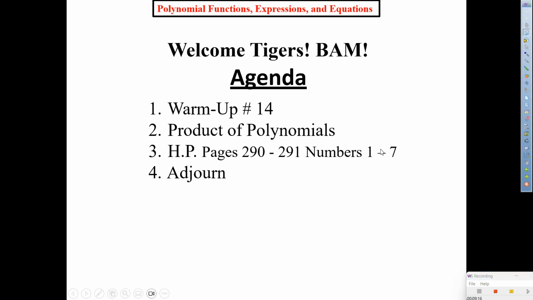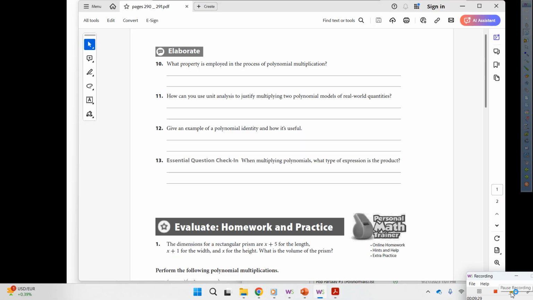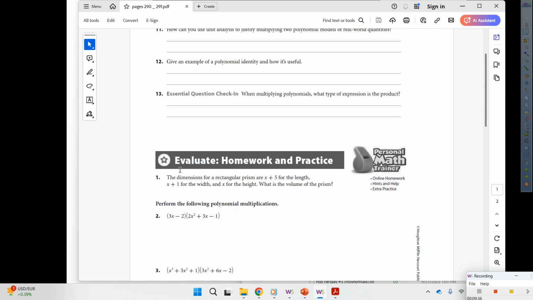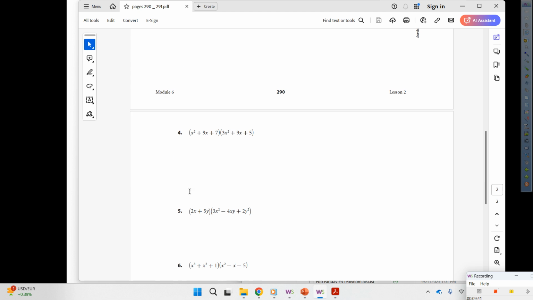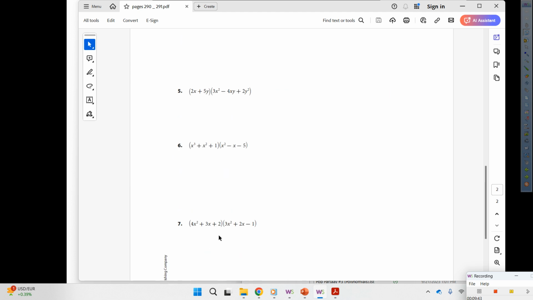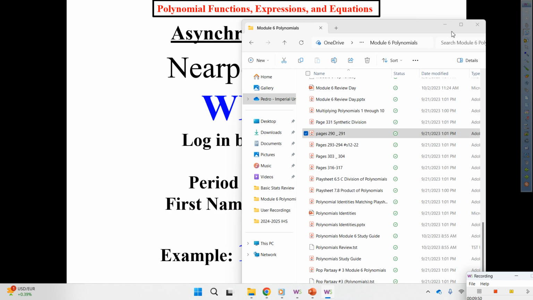All right. So copy the code for your home plate for tonight. WB63M. And the home plate is going to look like this once you access it. So we have 10, 11, 12. No, don't do those. Scroll down. We're doing numbers 1, 2, 3, 4, 5, 6, and 7. All right? And like I said, you'll have access with that code. Thank you, Mr. Q. You're welcome.